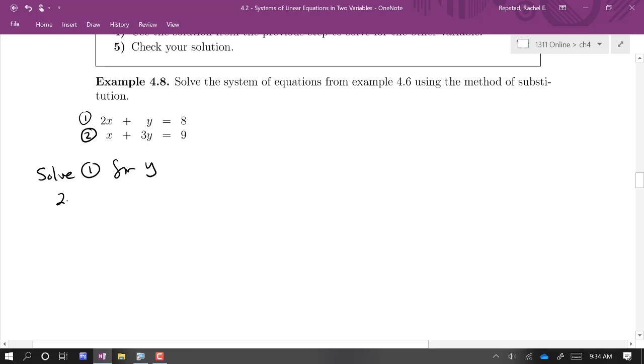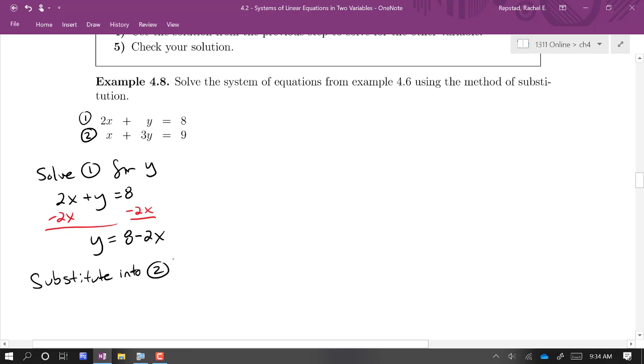So that equation is 2x plus y equals 8. If we subtract 2x from both sides, we get y equals 8 minus 2x, or negative 2x plus 8 if you prefer. I picked equation 1 there, so the next thing I'm going to do is plug this in for y in equation 2. So let's substitute into the second equation.